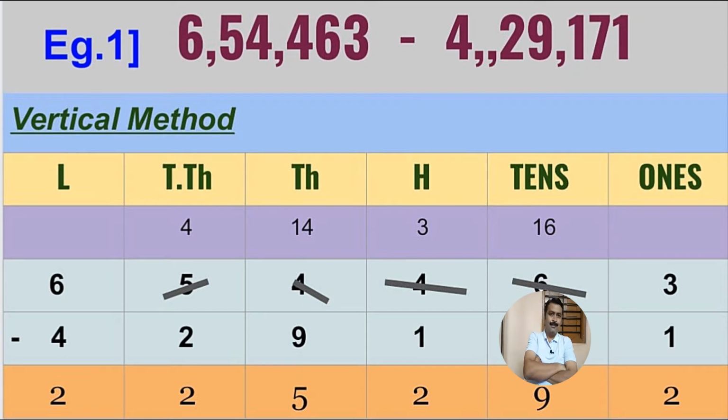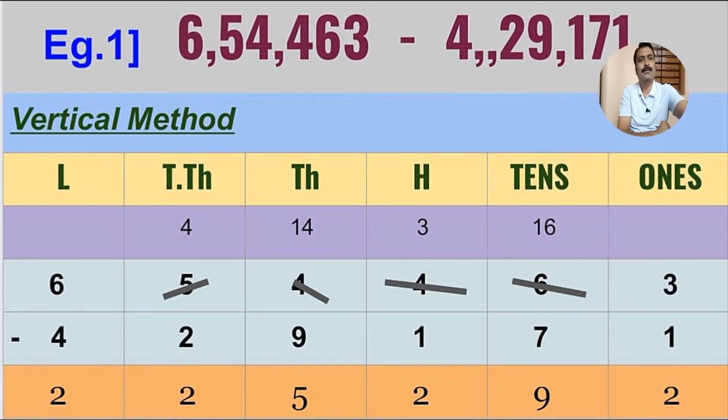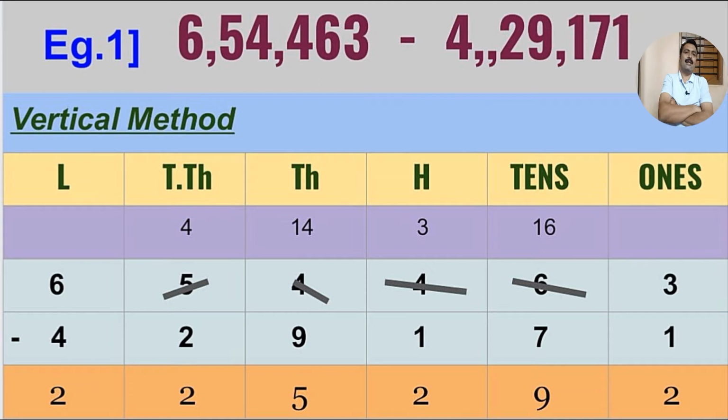Here I am reading the example first: 6,54,463, and after taking minus, 4,29,171. So we have to continue the subtraction between these two 6-digit numbers. Let's observe the vertical arrangement, the vertical method, for this example. Both numbers that we take are 6-digit, so we are making 6 columns in the vertical arrangement. First column is of ones, second is of tens, third is of 100, fourth is of 1000, fifth is of 10,000, and sixth is of lakh place.